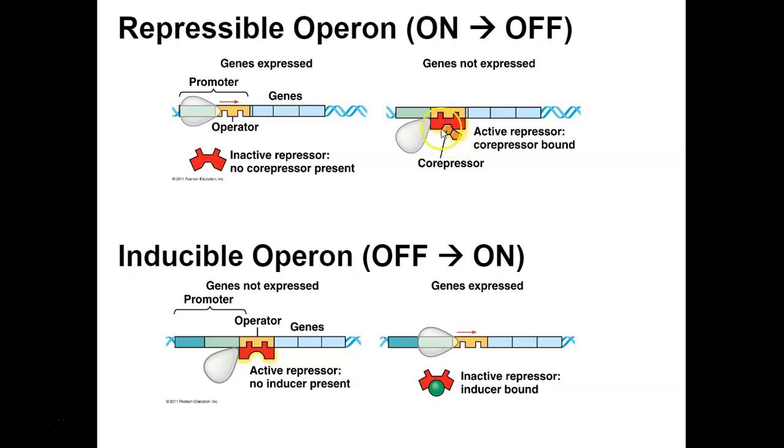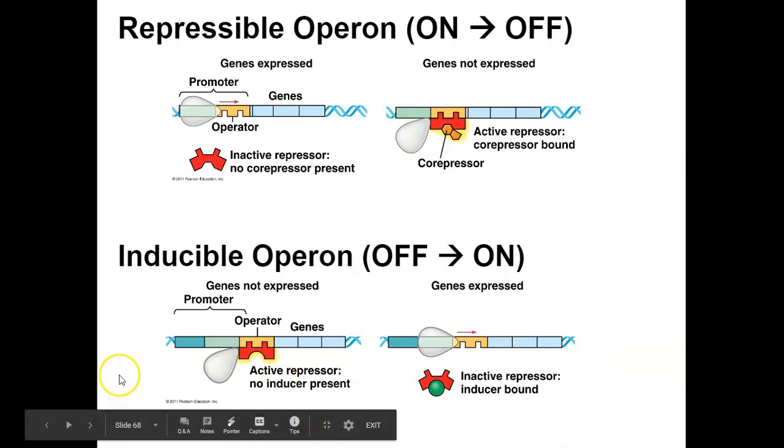In this case, there's a co-repressor. When it's present, it will change the conformation of the repressor and it will come and lock in. When it does that, you have essentially repressed this whole thing. It blocks the polymerase from getting to the genes.